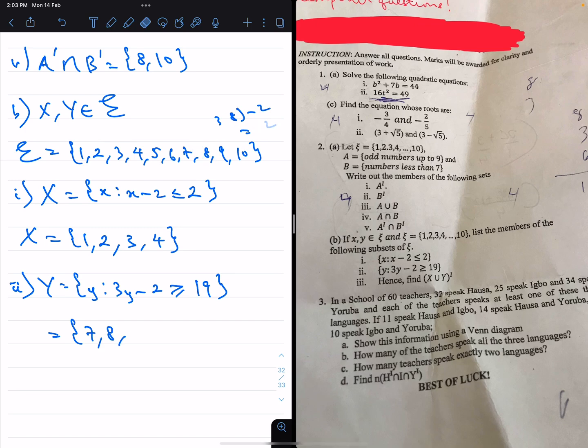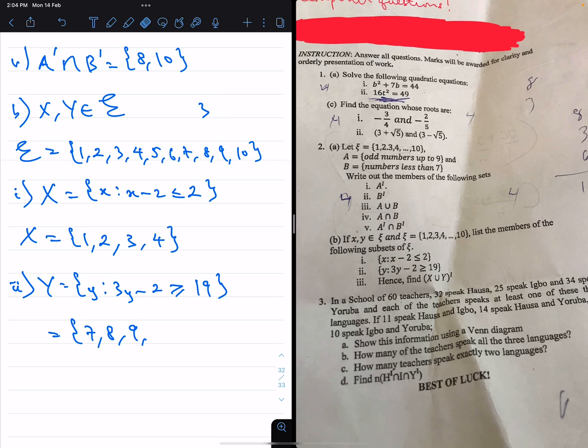We go to 9. 3 times 9 minus 2 equals 27 minus 2, that's 25. And 25 satisfies the condition greater than or equal to 19. That means 9 is an element of the set y.